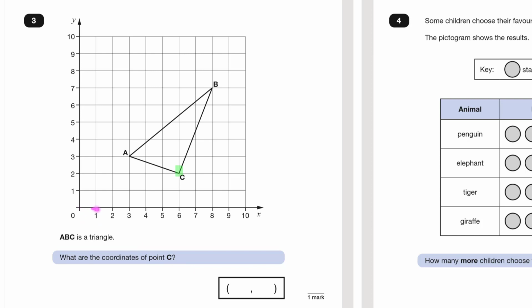Now we go across the x-axis first, we go along to 6. So it's 6 on the x-axis. And then we go up and it is 2 on the y-axis. So the coordinates are 6, 2. 6 along the x-axis and then 2 up the y-axis.